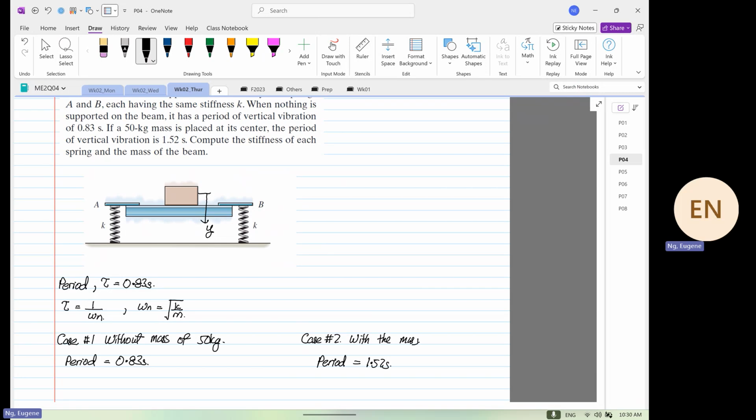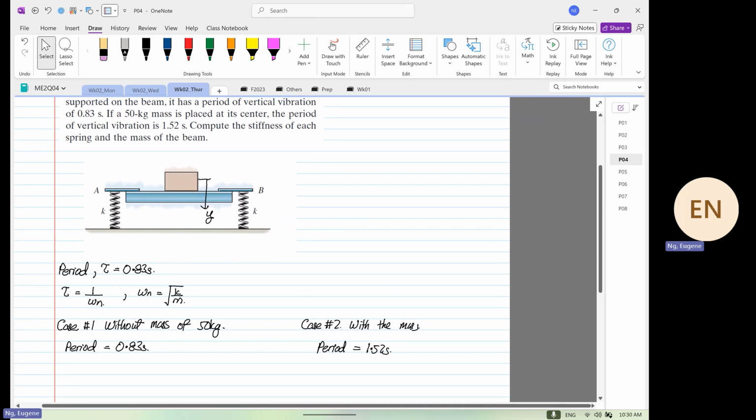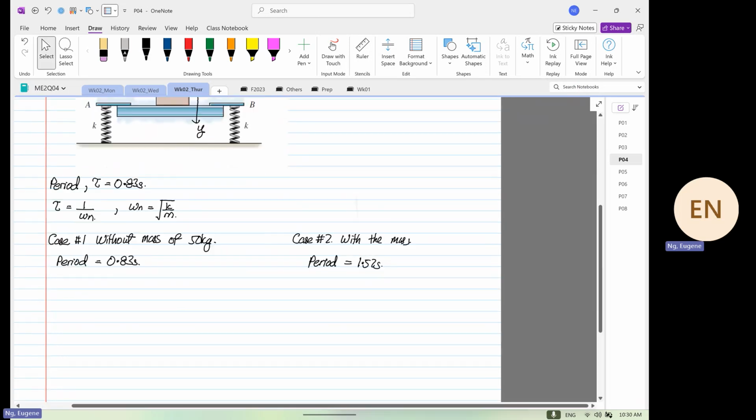Okay, so this is our system now. Earlier I just read and went quickly past, which is wrong. Okay, don't do what I've just done. So this system has, so we have to determine the stiffness of each spring and the mass of the what? Of the beam.